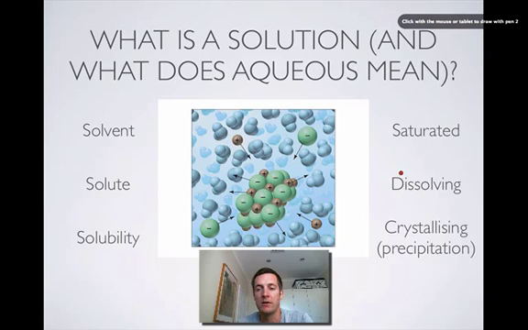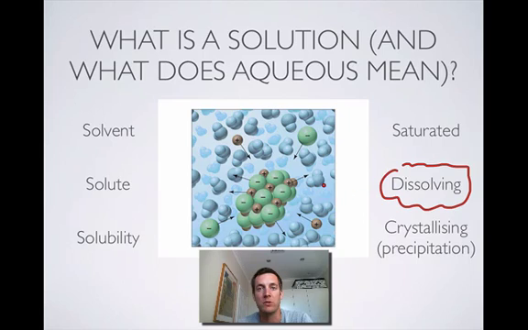Okay, and just finally here, what does this word dissolving actually mean? Well, dissolving can be explained as being the homogeneous spreading of a solute through a solvent. Okay, so there's some key terms. Watch that slide again if you want to just be sure of those, because they really are quite important.